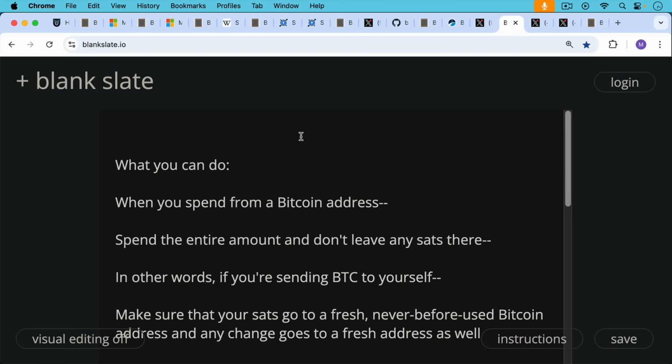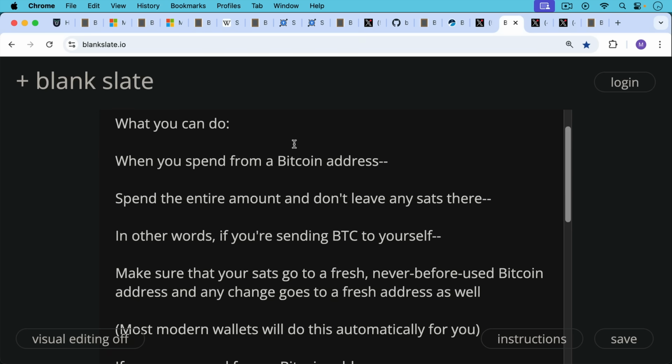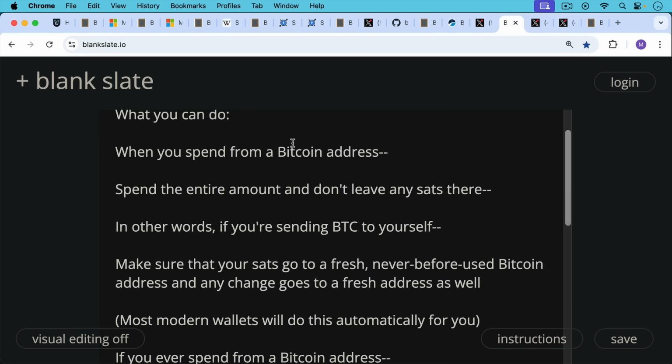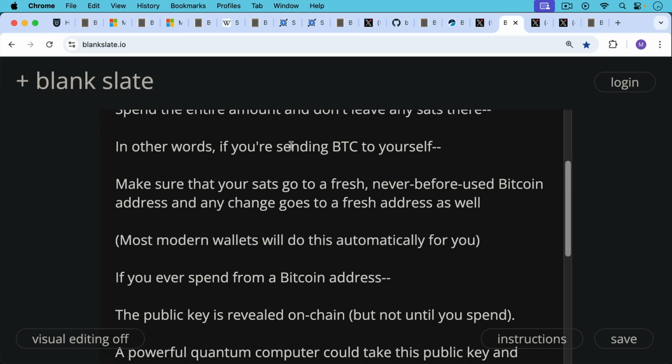When you spend from a Bitcoin address, be sure to spend the entire amount and don't leave any sats there. In other words, if you're sending Bitcoin to yourself, for example, make sure that your sats go to a fresh, never-before-used Bitcoin address, and any change goes to a fresh address as well. Most modern wallets will do this automatically for you, so it's not something you really need to worry about, but you just want to never reuse a Bitcoin address.